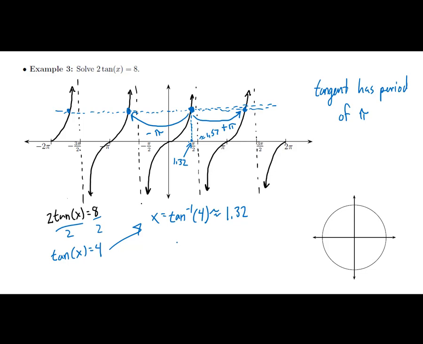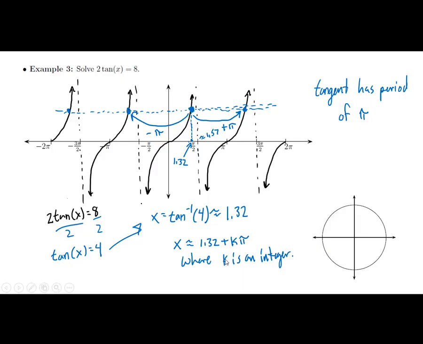And so my full solution here would be to say x is approximately 1.32, but if I add copies of pi, I get all the other solutions, as long as I'm talking about k being an integer. So I'll just designate that, where k is an integer.